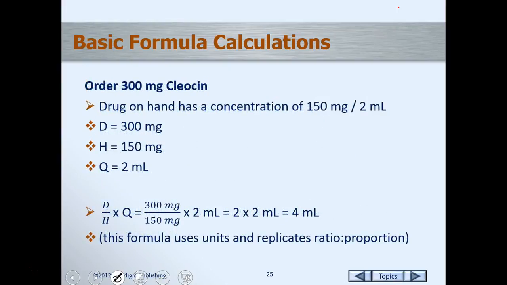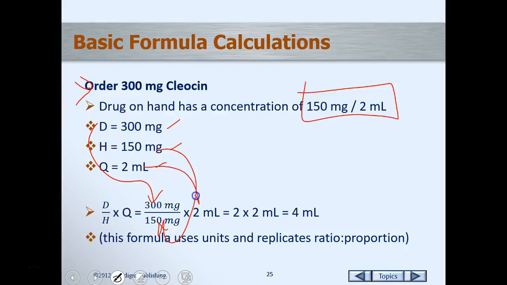So in this case, the order is for 300 milligrams of Fliacin. The drug on hand has a concentration of 150 milligrams per 2 milliliters. So our desire is 300, what we have is 150, and how it comes is 2 milliliters. So D over H times Q is the 300 divided by the 150 times the 2. 300 divided by 150 is 2, so 2 times 2 tells us we need 4 milliliters. Basically, this also will replicate a ratio and proportion calculation.